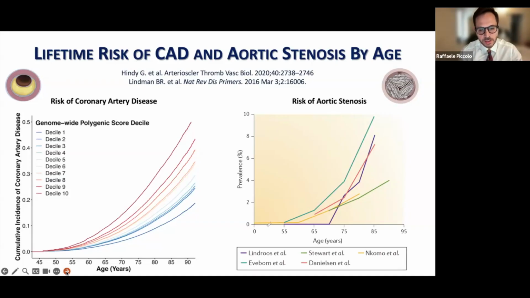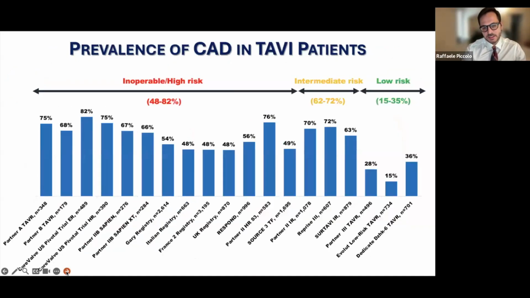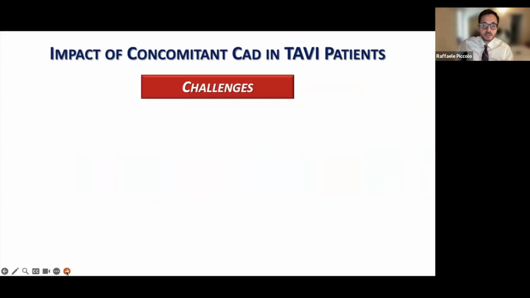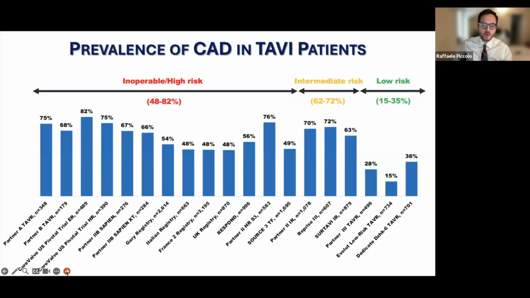And therefore, if you look in perspective to the overall registries and trials, if you go to the next slide, you can see that coronary artery disease is highly represented in patients with severe aortic stenosis, spanning from 15% to more than 80%. There is somehow a stratification according to the underlying risk profile of patients. High risk, inoperable, and intermediate risk patients have an increased prevalence of coronary artery disease in view of their older age.